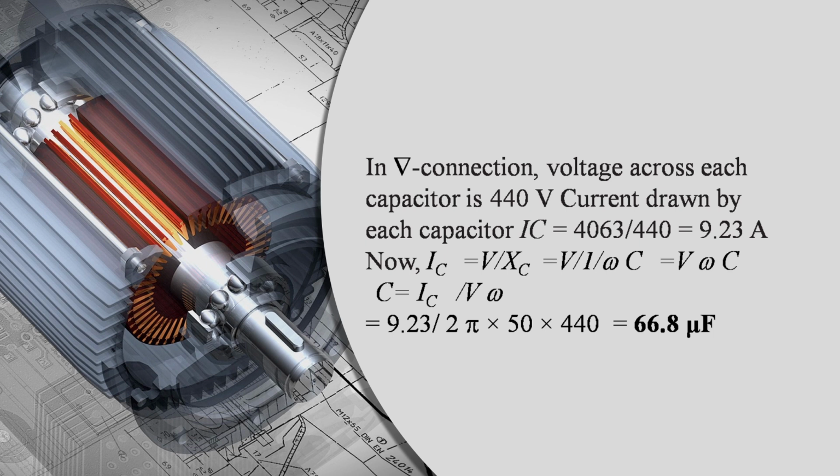Because you have to calculate the value of the capacitor, this capacitance can be written as C is equal to IC upon V omega. And the value of IC you have already calculated, that is 9.23. And this omega can be written as 2 pi f, where f is the frequency, and the value of frequency is 50 hertz, so 2 pi multiplied by 50, and the value of voltage is given already, 440. So just put the value of IC, V, frequency, so it comes 66.8 microfarad.